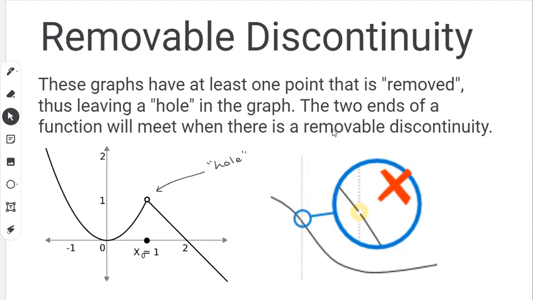There's the removable discontinuity. This one is going to have a graph that has one or more points that is removed, and it's going to leave a hole in the graph. Now, when you have a hole in the graph, we say that it is a removable discontinuity. And when it's removable, the two ends of the function will actually meet near the hole, but the hole is going to be a point that's missing in the graph. So we call this a removable discontinuity.